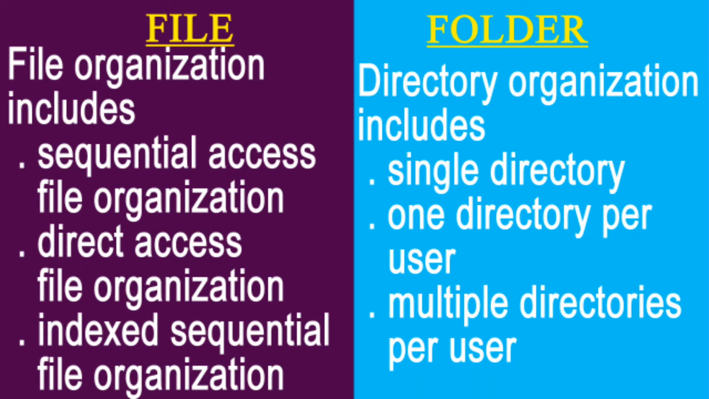File. File organization includes sequential access, direct access, indexed sequential. Folder. Directory organization includes single directory, one directory per user, multiple directories per user.